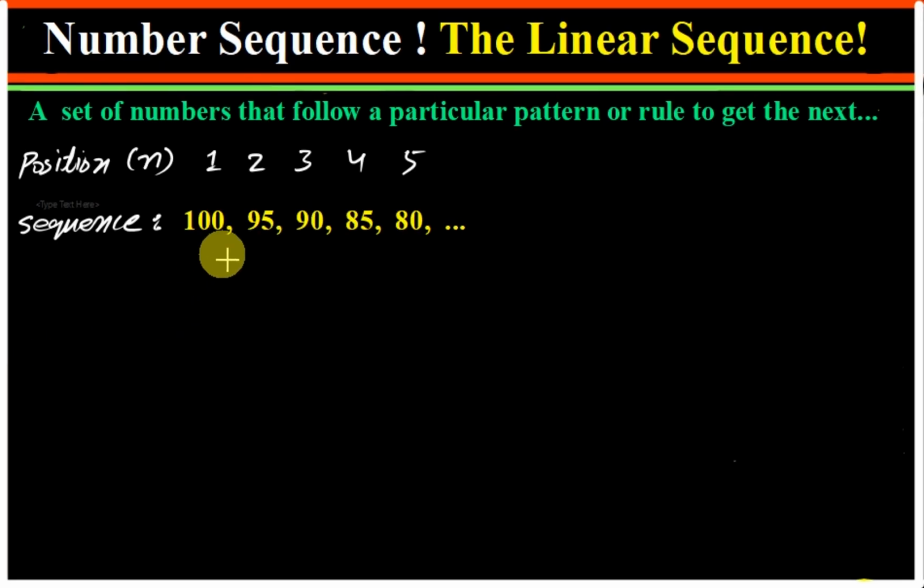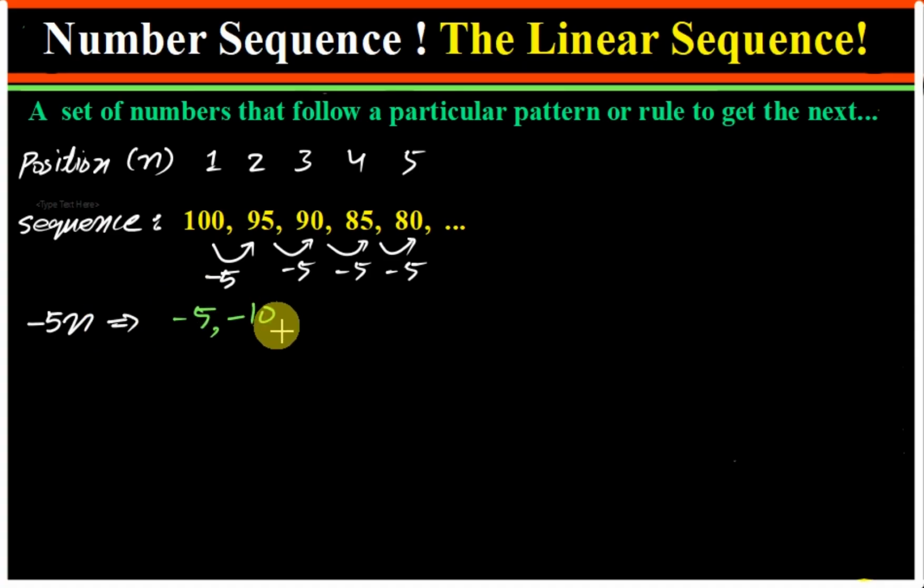Now let's take the example of a decreasing linear sequence. To find the nth term or position to term rule, first we find the term to term rule, or how much this sequence is increasing or decreasing each time. Here this is a decreasing sequence, so each time it decreases by 5. So we'll write the multiple of minus 5, that is minus 5n. It will be minus 5, then minus 10, then minus 15, then minus 20 and so on.